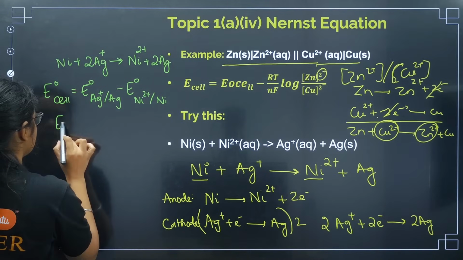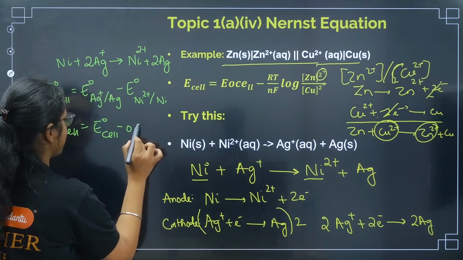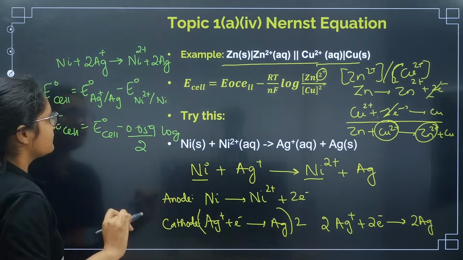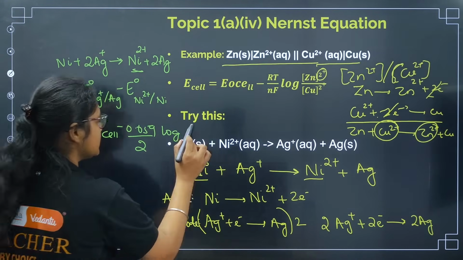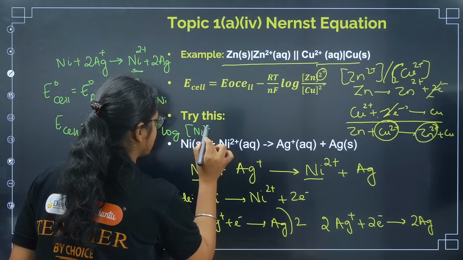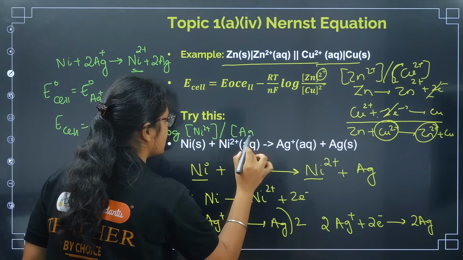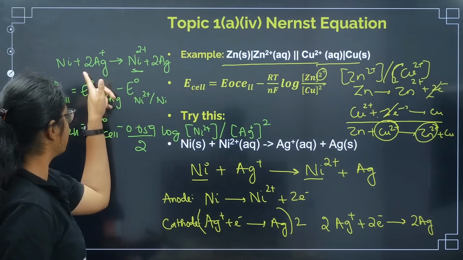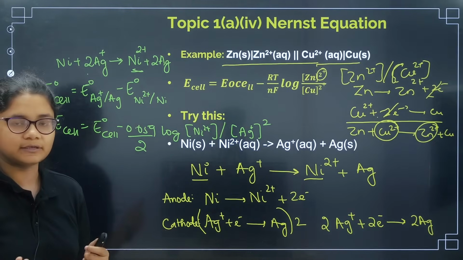Now E of the cell will be equal to E naught of the cell minus 0.059 by the number of electrons, which is 2, log of product by reactant concentration. You see in the product side only nickel ion is present, so Ni2+ concentration divided by Ag+ concentration. Here I am telling this 2, people generally forget. This 2 is the stoichiometric coefficient, you have to remember, right? So like this you can solve any Nernst equation question.